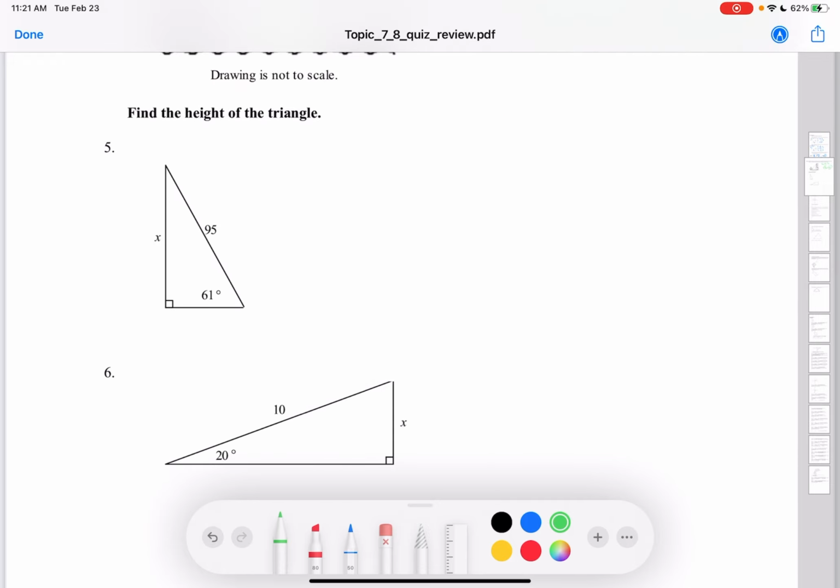Find the height. So here's our angle, so it's opposite and hypotenuse, so that's sine. So sine of 61 equals opposite over hypotenuse. So that's 95, since the number's on the bottom. 95 times the sine of 61 is going to be our x value. 83.1.